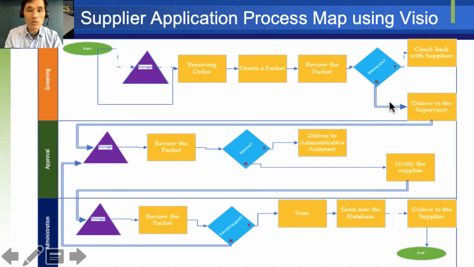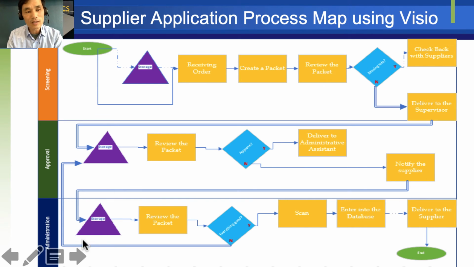Then now it goes to the next step, deliver to the supervisor, and it's delivered to the supervisor. And then because there are many packets, there's a storage over there. It's piling up, and it comes to the review the packet process, and that's an approval process now. And we are on this approval process swim lane, and it goes to a decision point, approved or not. If it is approved, it goes to the next step. If not, it has to be returned to the suppliers.